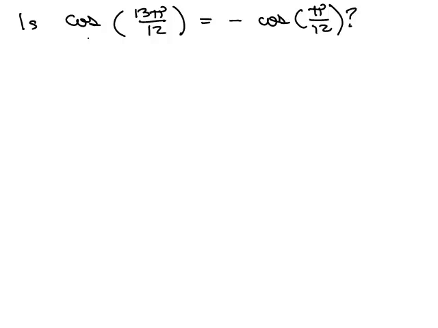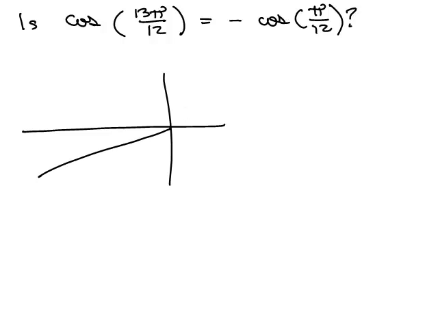Right, here's one more. Is the cosine of 13 pi over 12 equal to negative the cosine of pi over 12? So let's see, where is 13 pi over 12? Now 12 pi over 12 would be pi, so that would be going all the way to here, and you have to go an extra pi over 12 to get to 13 pi over 12.